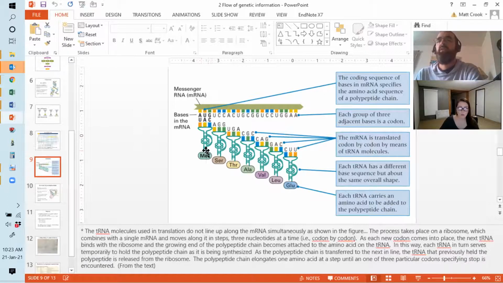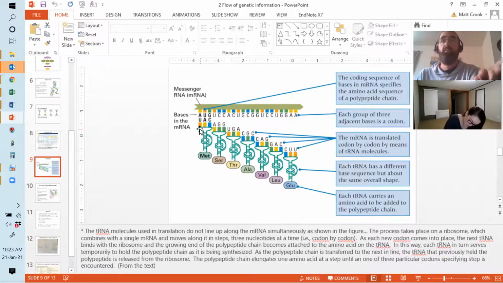Anyway, remember I was talking about tRNAs being like the translators, and you can see how here. So this tRNA has a particular structure, and it also has a particular sequence. This is called an anticodon at the end of it.